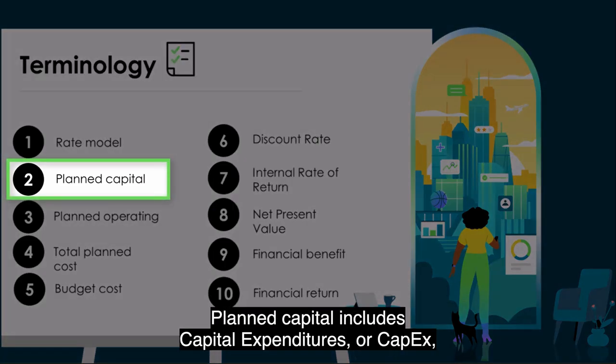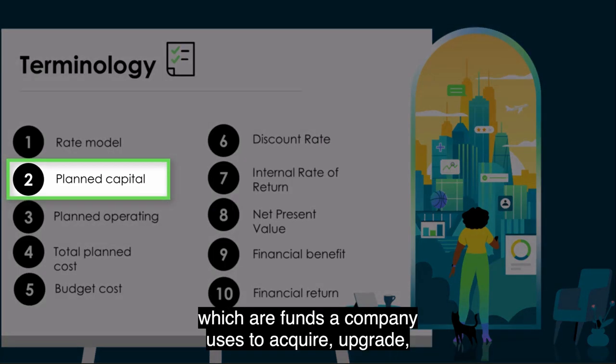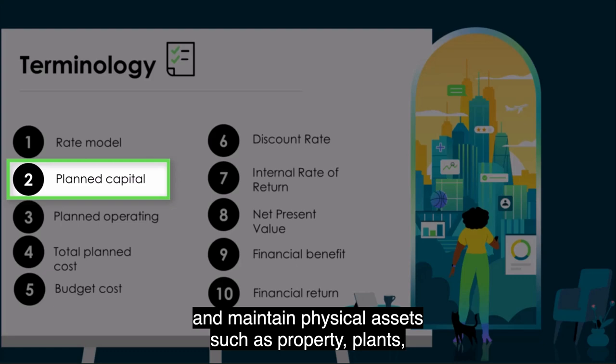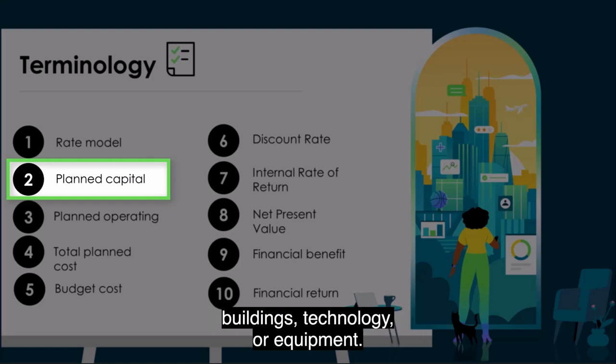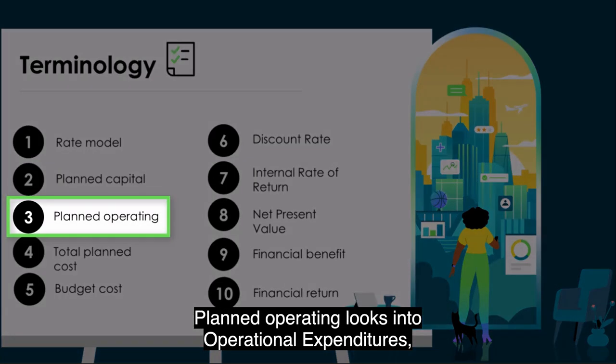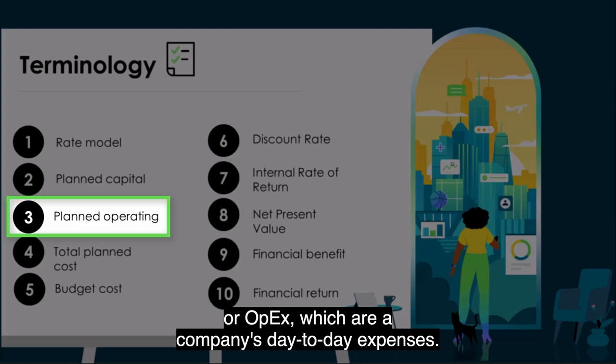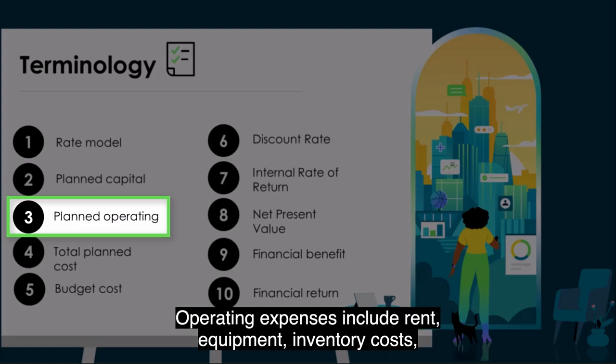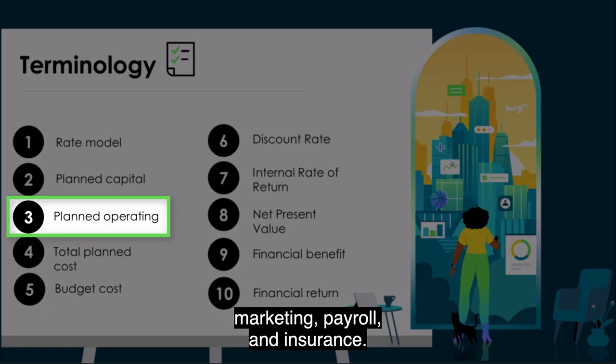Planned capital includes capital expenditures or CapEx, which are funds a company uses to acquire, upgrade, and maintain physical assets such as property, plants, buildings, technology, or equipment. A company often uses planned capital to undertake new projects or investments. Planned operating looks into operational expenditures, or OPEX, which are a company's day-to-day expenses. Operating expenses include rent, equipment, inventory costs, marketing, payroll, and insurance.